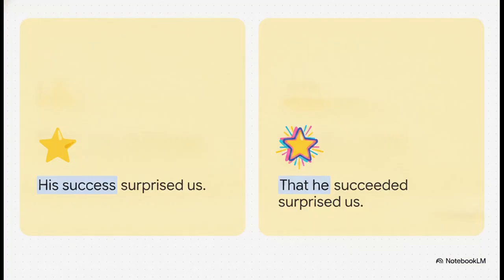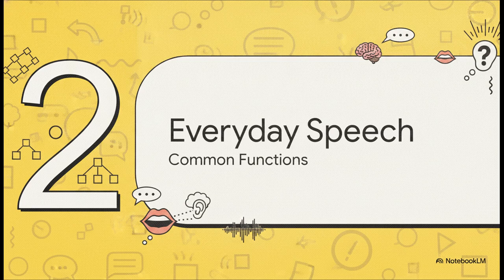And this brilliantly illustrates exactly what I mean. First, we have a basic noun acting as the subject. His success surprised us. Pretty easy, right? Now let's upgrade it. That he succeeded surprised us. They both perform the exact same grammatical function, but that clause lets you express the idea in a much more sophisticated, detailed way. Moving right along to section 2, functions in everyday speech.